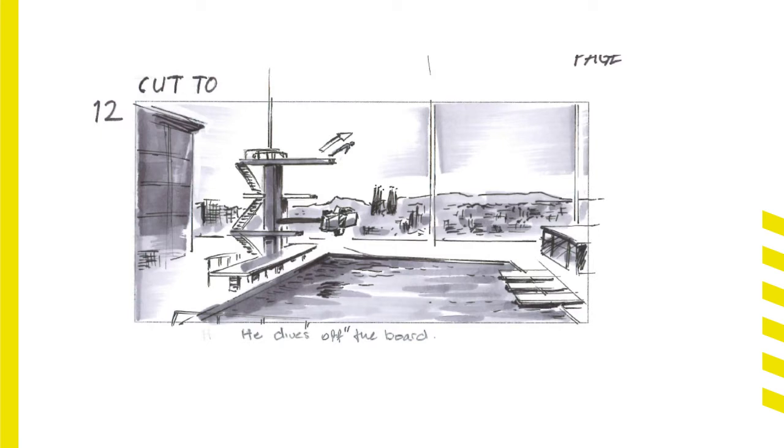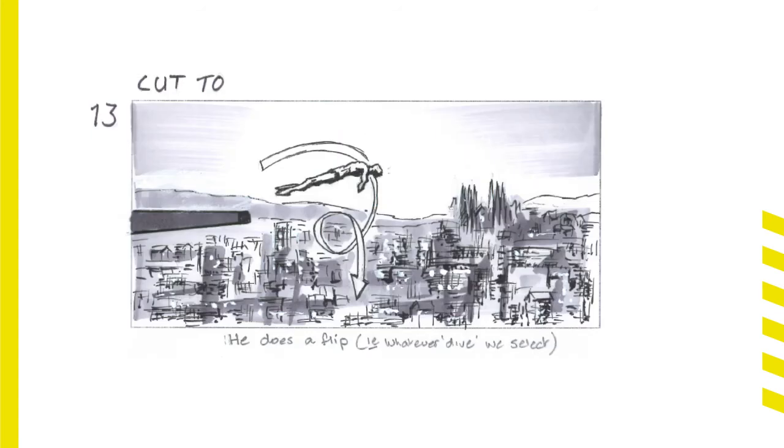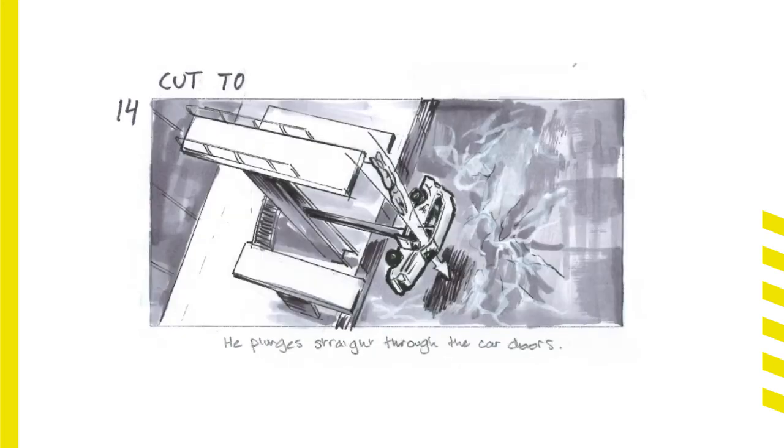Yeah, and then we see from the side that he starts the dive, and we cut to a closer shot where we see him taking a pirouette. I don't know if you call that that in English, but in Norwegian we say pirouette. He does a flip, of course, I can say that. He does a flip. Yeah. Or whatever dive we select. And then we see it from the top.